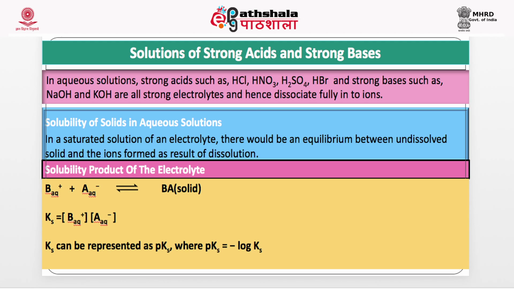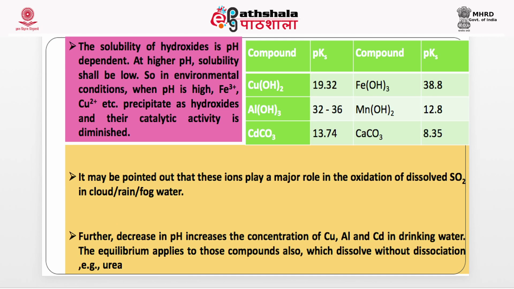The solubility product is also written in the p form, the pK form. pK is equal to minus log of the equilibrium constant of the solubility product. The solubility of hydroxides is pH dependent. They are hydroxides. How? At higher pH, solubility shall be low.